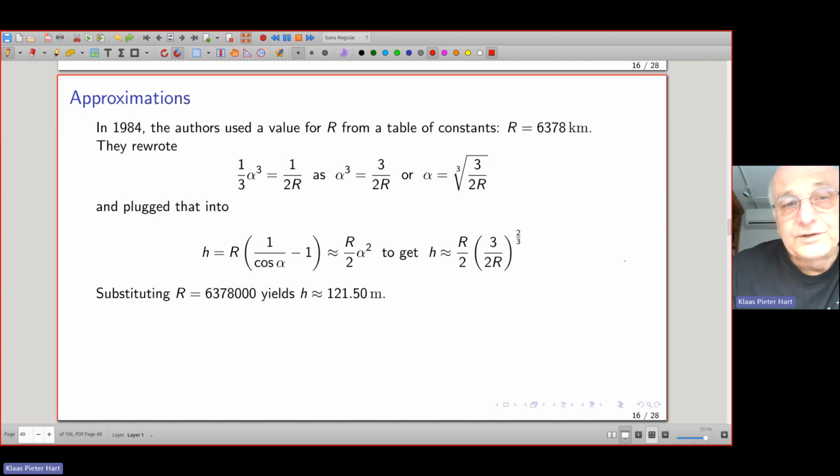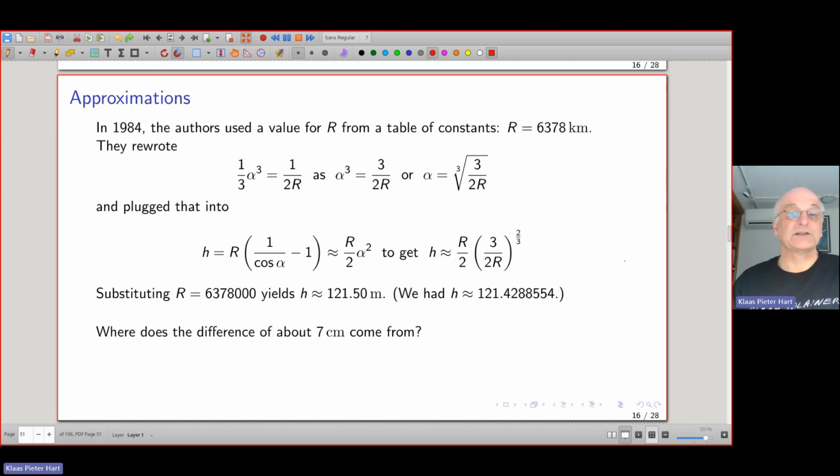The authors didn't use my value for r. They used a value that they probably got from some table of constants, because it's rounded to the nearest kilometer. And if you take ours, then you will see that it's a little bit different. We'll see that in a moment. Their answer for the height was 121 meters and 50 centimeters. That is a 7 centimeters difference.